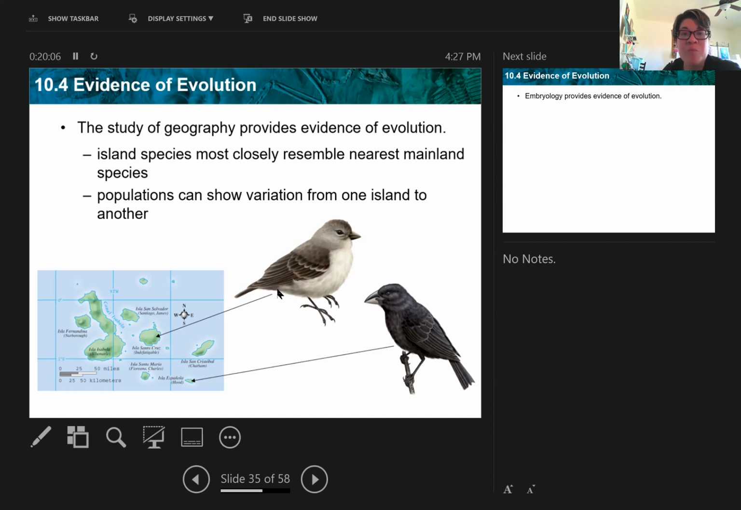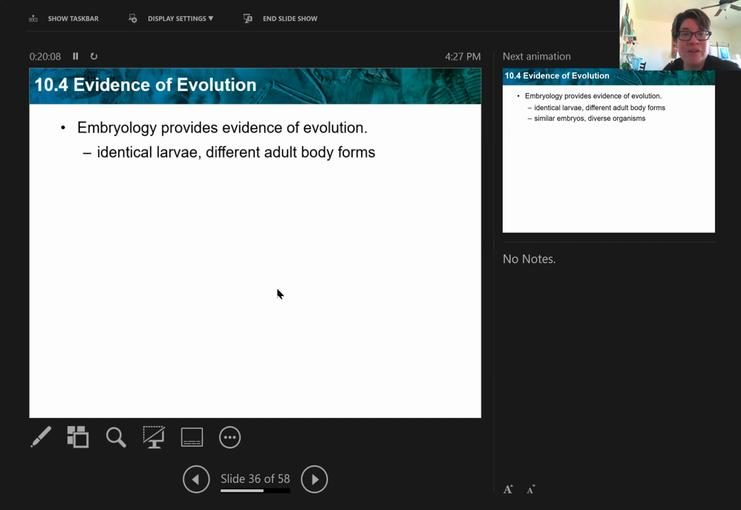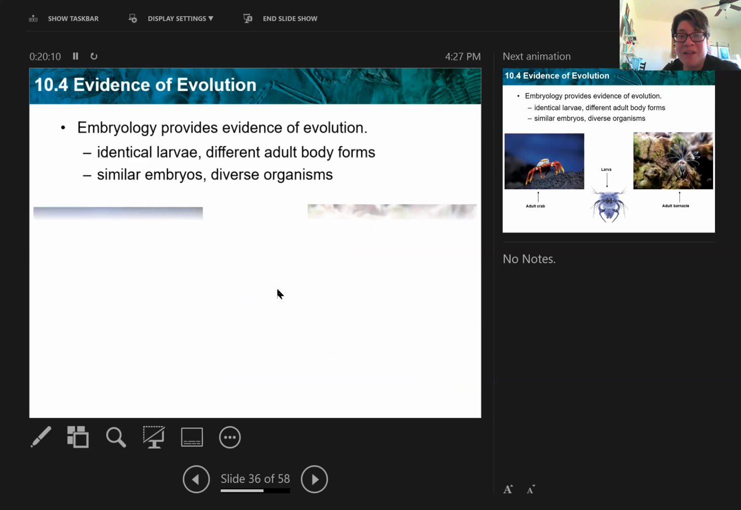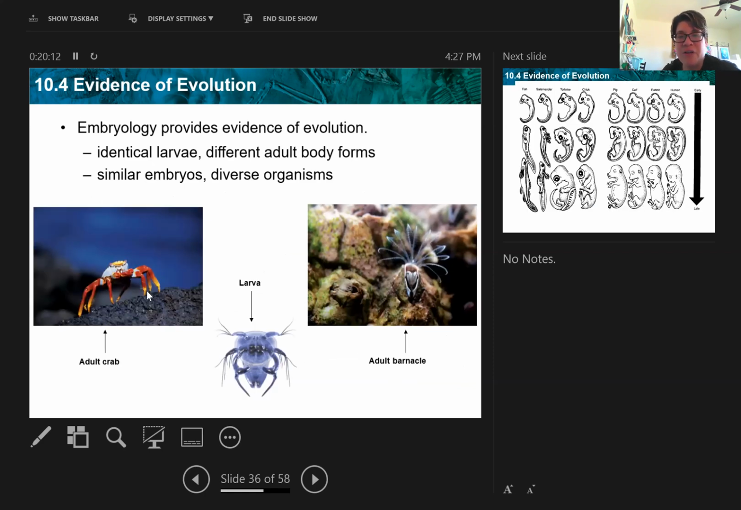Okay, embryology is the next thing that we look at, which I showed you at the beginning. And this isn't the best picture. I have a better one coming up. But if we look at these two different organisms, on the left is a crab, on the right is a barnacle, which is this really weird shell creature that doesn't have any legs. Their larvae look almost the same.